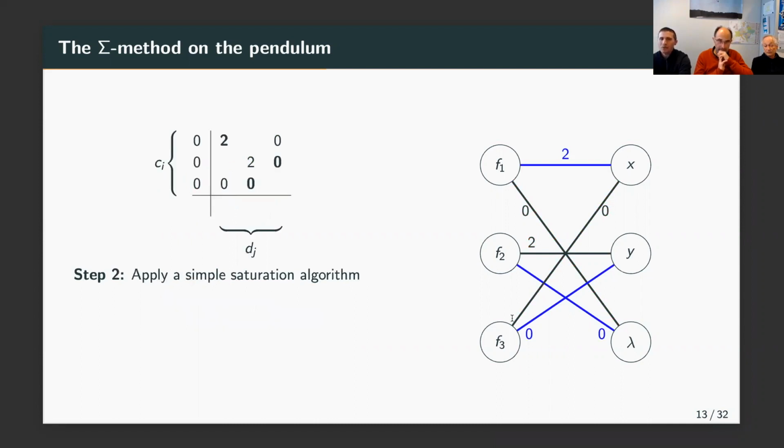And then step 2 of the algorithm is applying actually a pretty simple algorithm that will update integer values for variables that we will be calling the CIs and the DJs. There's one CI for each equation and one DJ for each variable.